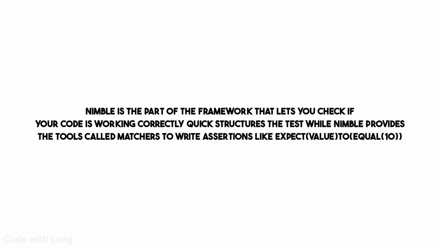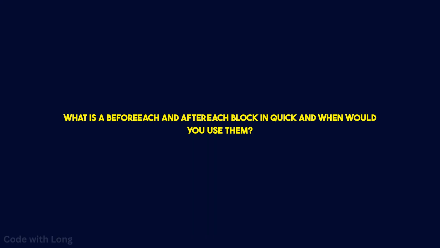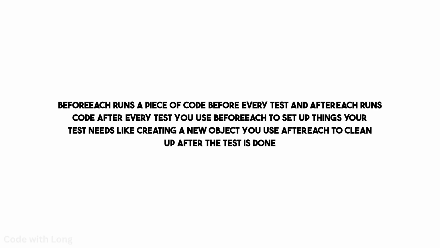What is a beforeEach and afterEach block in Quick, and when would you use them? beforeEach runs a piece of code before every test, and afterEach runs code after every test. You use beforeEach to set up things your test needs, like creating a new object. You use afterEach to clean up after the test is done.